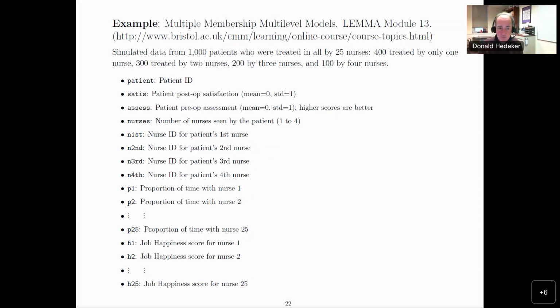Now, additionally, what we're going to do here is to have a covariate at the nurse level, their job happiness score. So in the data set, there are 25 columns, H1 to H25, which represent the happiness score for nurses 1 to 25. And I'm going to show how we can include that in the analysis. So this is the data set. Each line represents a patient, and we need to know the proportion of time each patient spent with each of these 25 nurses.